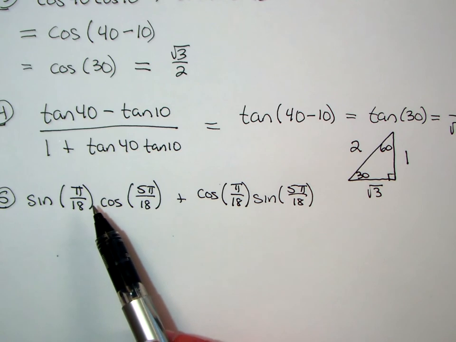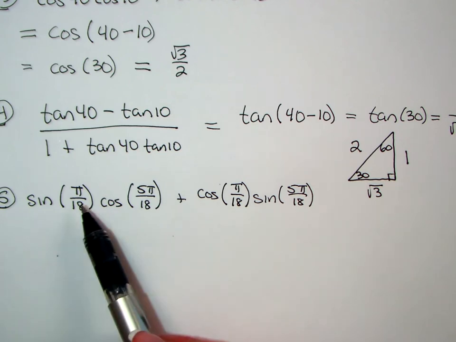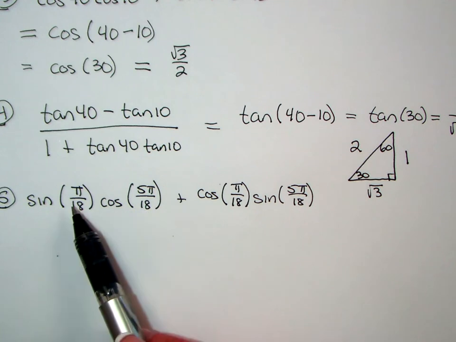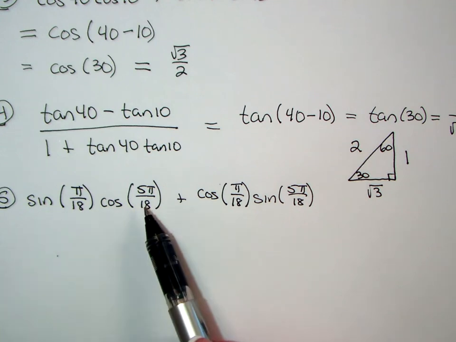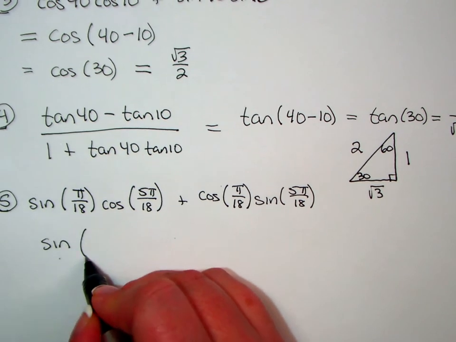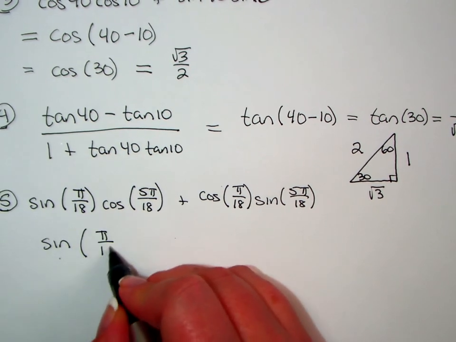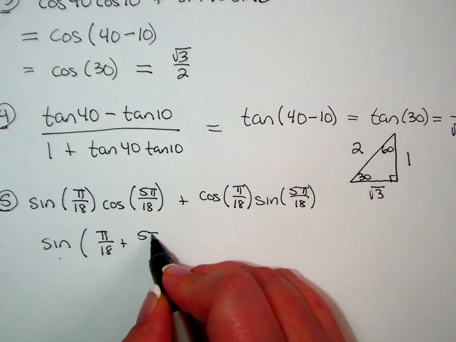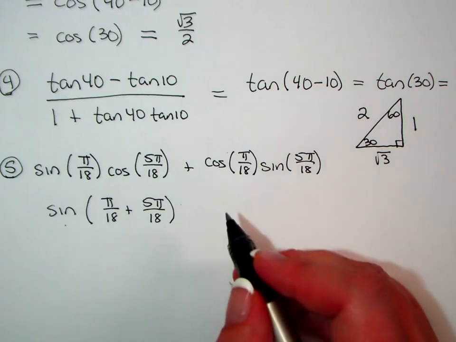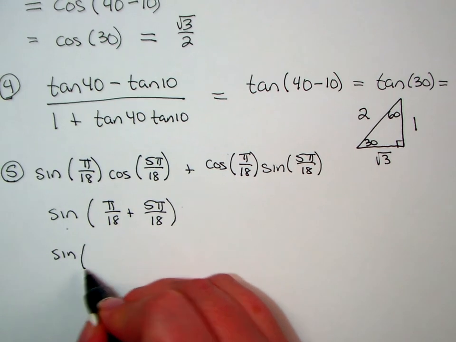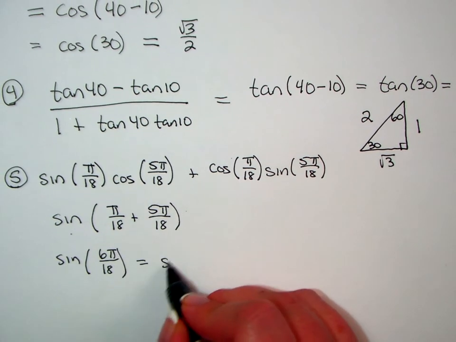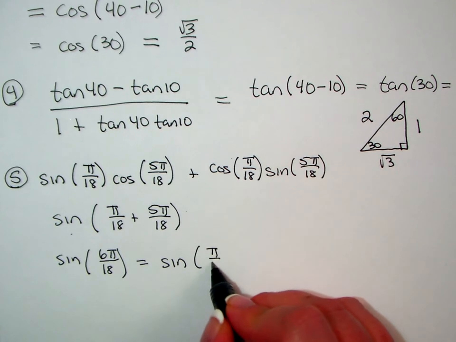So I'm actually not going to change these to degrees here, because if I wanted to add the first angle and the second angle, that's pretty easy to do, right? Pi over 18 plus 5 pi over 18 is 6 pi over 18. So this is the sine of the first angle plus the second angle, and 6 pi over 18 reduces to pi over 3, right?